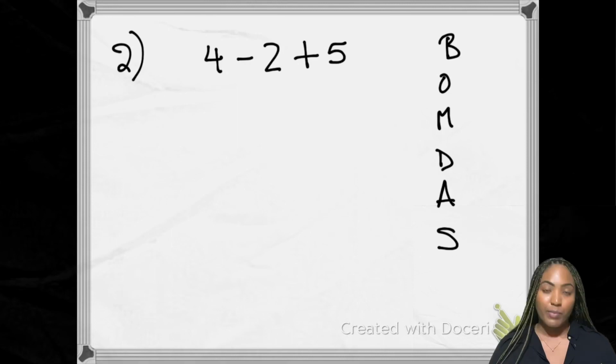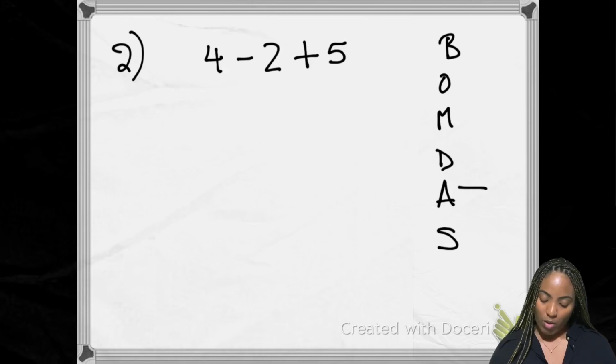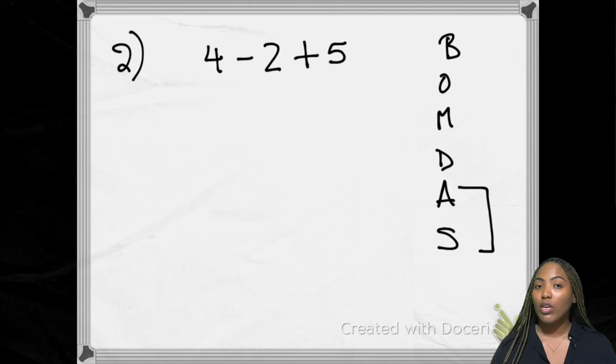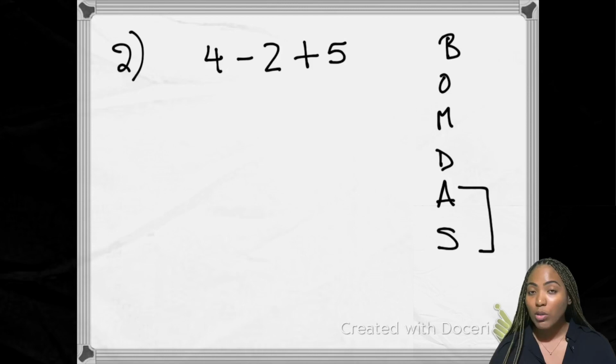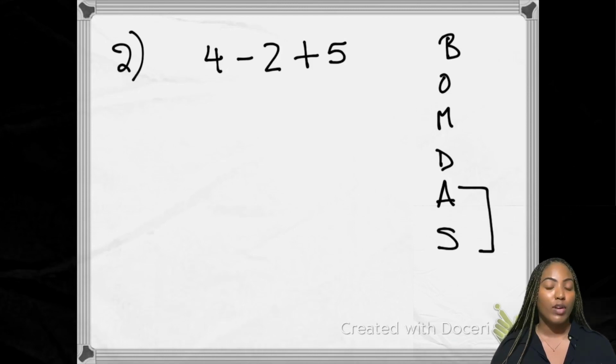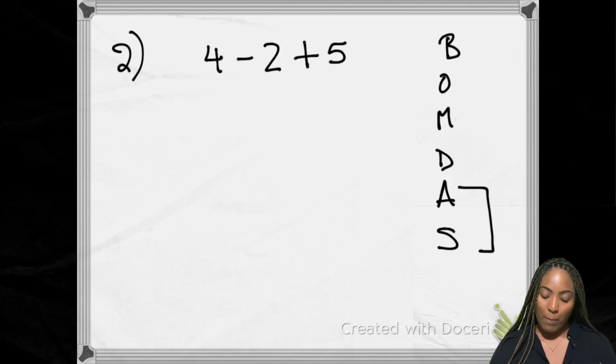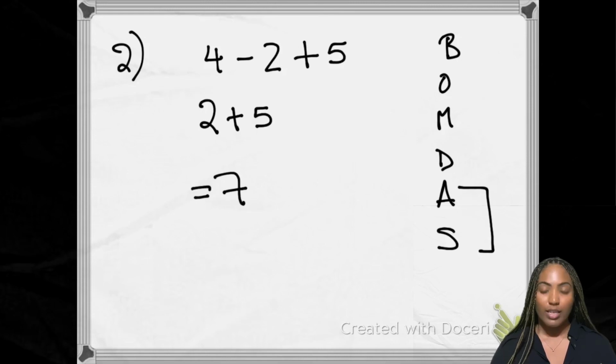For our second problem, we will now look at the following. 4 minus 2 plus 5. Again, a common mistake by students is that they would say that addition must be done before subtraction. That is not true. Addition and subtraction can be seen as being on the same level. So again, starting from left to right, it is whichever one you see first. So 4 minus 2 will be worked out before adding 5. So 4 minus 2 will give us 2, and then we will add 5. So 2 plus 5 will give us 7.